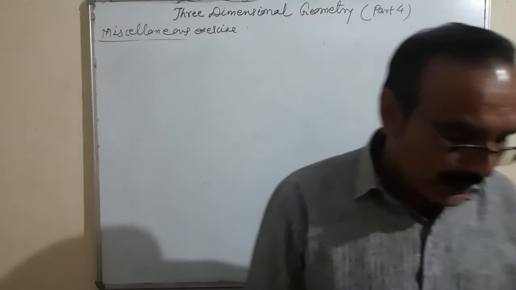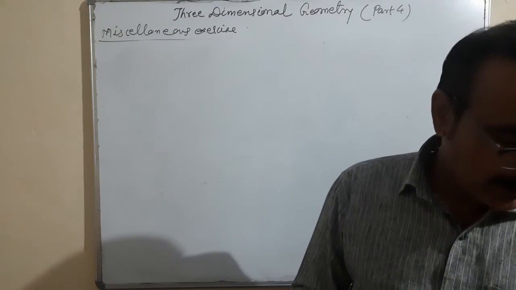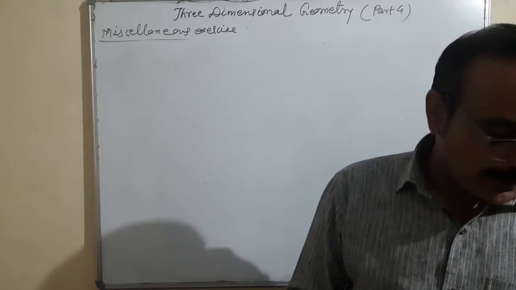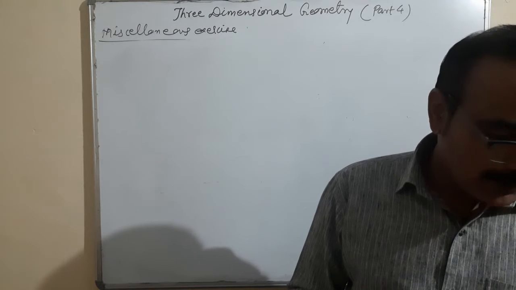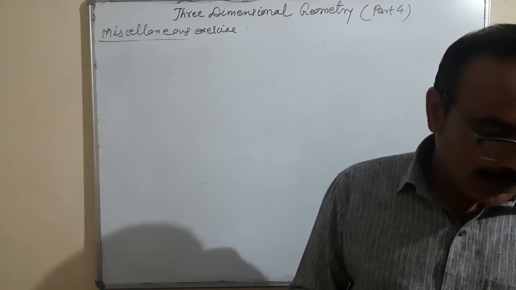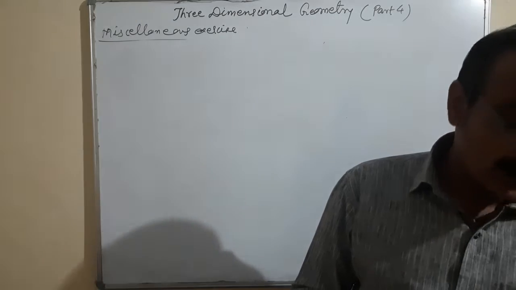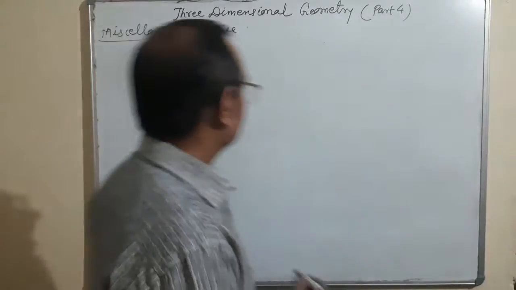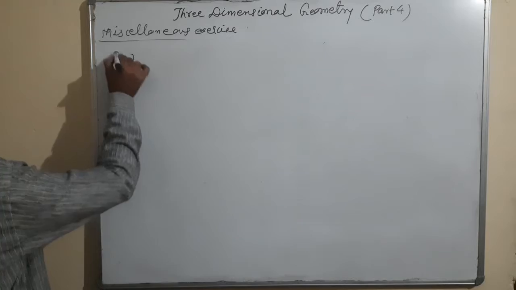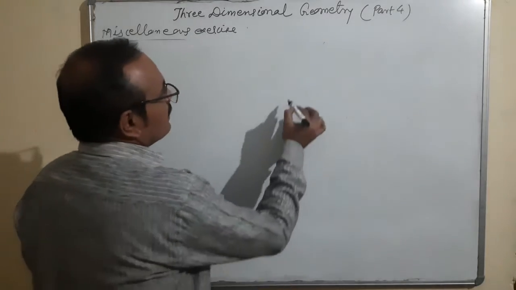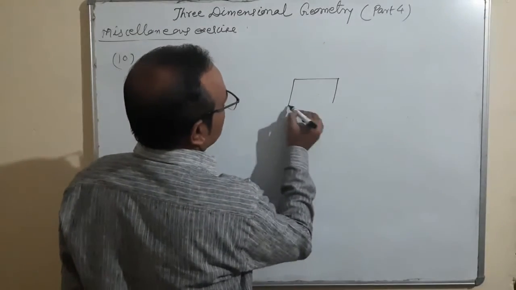After question number 9, we are coming to question number 10. Find the coordinates of the point where the line through the points (5, 1, 6) and (3, 4, 1) crosses the YZ plane. This is also an interesting question. It crosses the YZ plane.